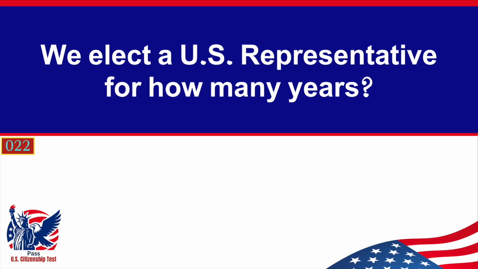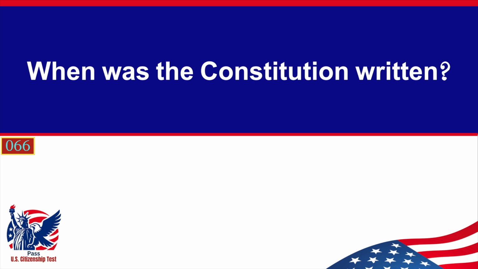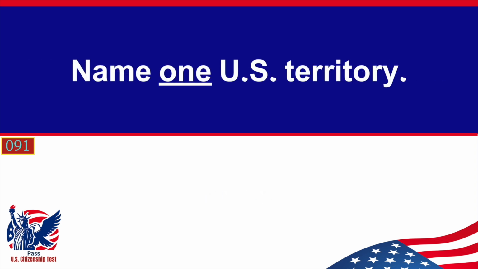We elect a U.S. representative for how many years? 2. When was the Constitution written? 1787. Name one U.S. territory. Guam.